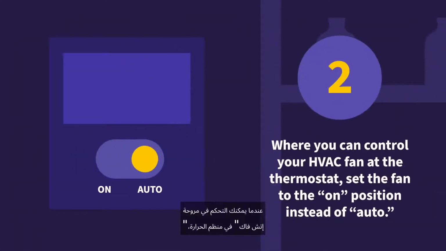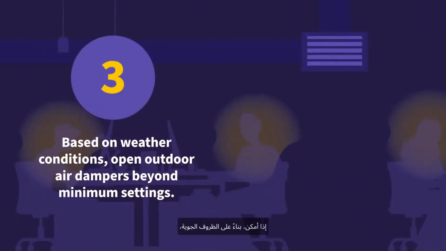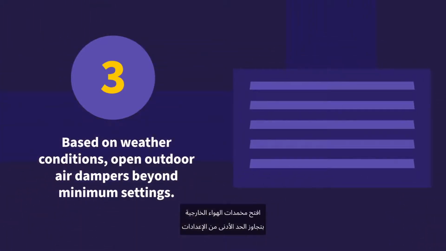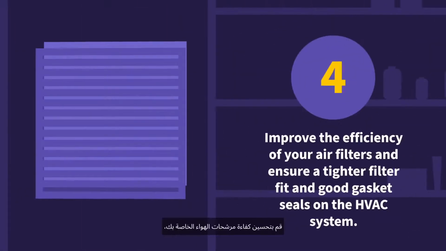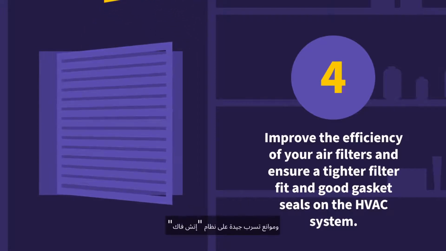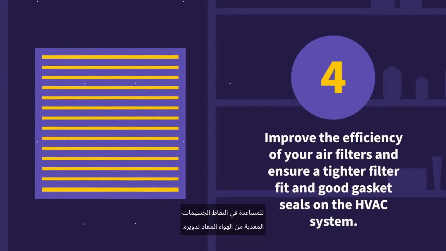Where you can control your HVAC fan at the thermostat, set the fan to the on position instead of auto. If possible, based on weather conditions, open outdoor air dampers beyond minimum settings to reduce HVAC air recirculation. Improve the efficiency of your air filters and ensure a tighter filter fit and good gasket seals on the HVAC system to help capture infectious particles from recirculated air.